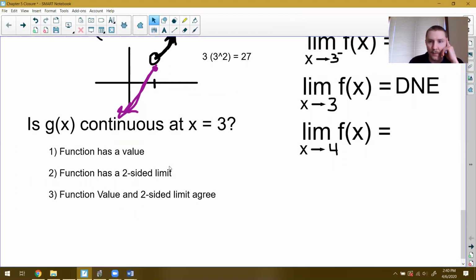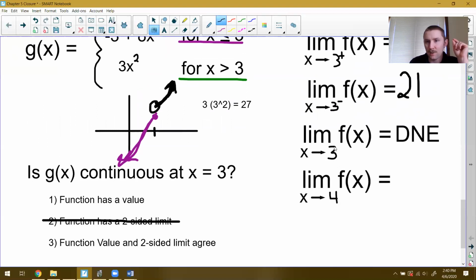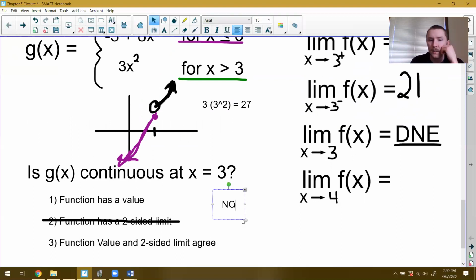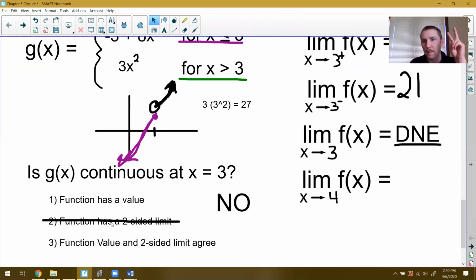No, we can't. And the most obvious one that we can't check off is that the function has a two-sided limit. What did we just say about the two-sided limit as x approaches 3? It does not exist. Therefore, it doesn't have a two-sided limit, so it can't possibly be continuous. So in this case, is g of x continuous? No. g of x is not continuous at x equals 3 because it fails that second criterion, okay? So that's how continuity is connected to the idea of limits, right?